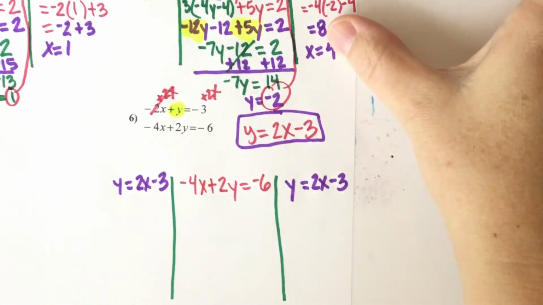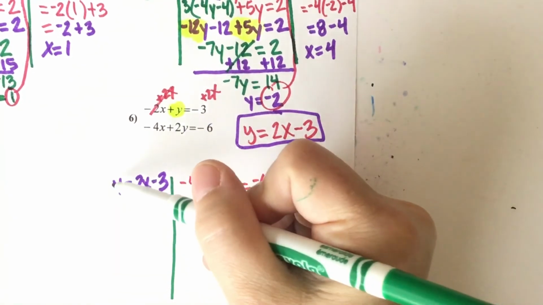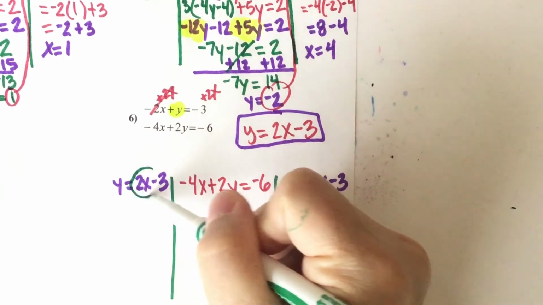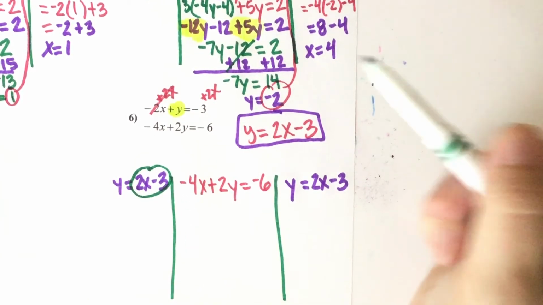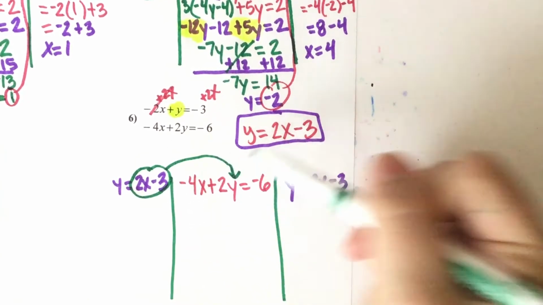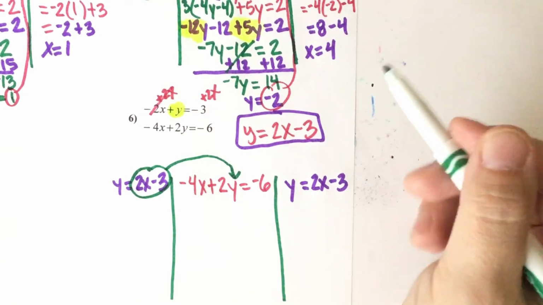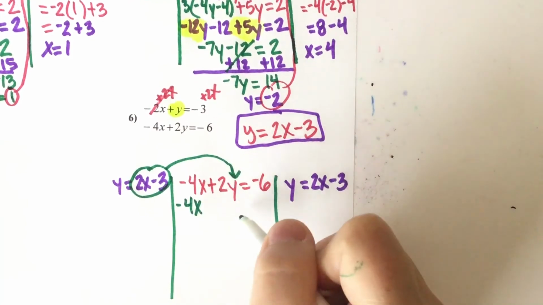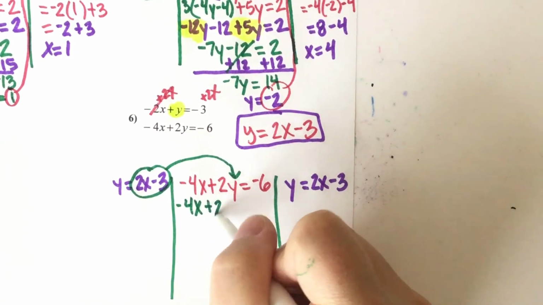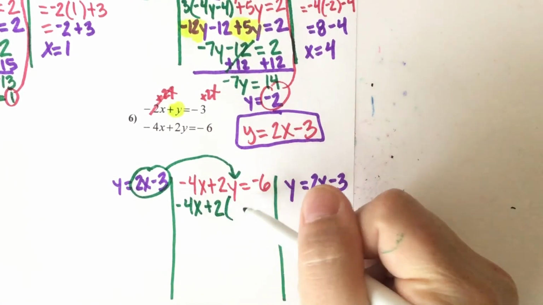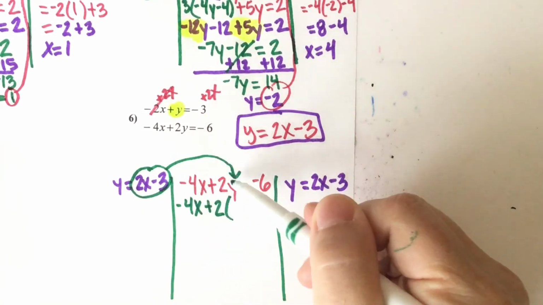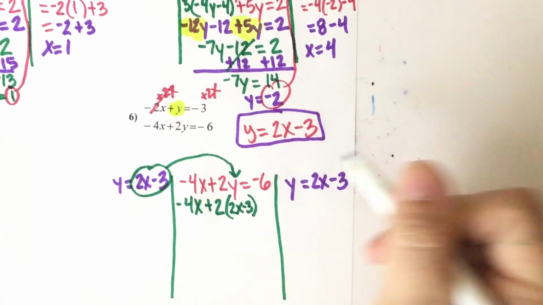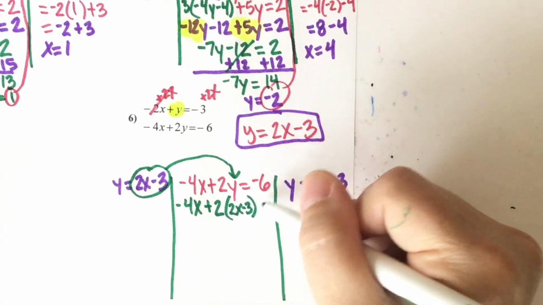Okay, now I'm ready to substitute. This says y equals, so since it says y equals, I'm going to plug all of this where? Into the y. All right, here I go. I'm going to recopy the negative 4x. I'm going to recopy the plus 2. But as soon as you see that y, slap parentheses down, plug your 2x minus 3 into them, and then bring down the equals negative 6.